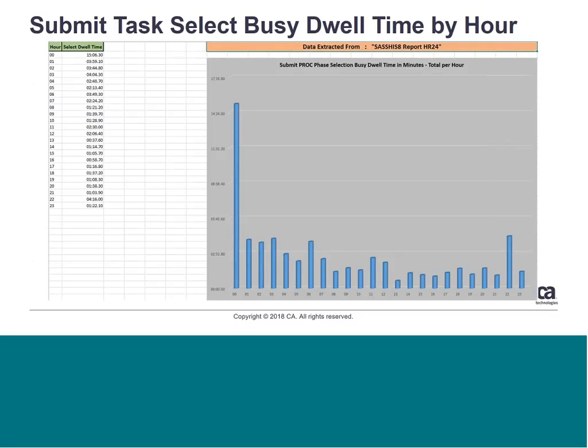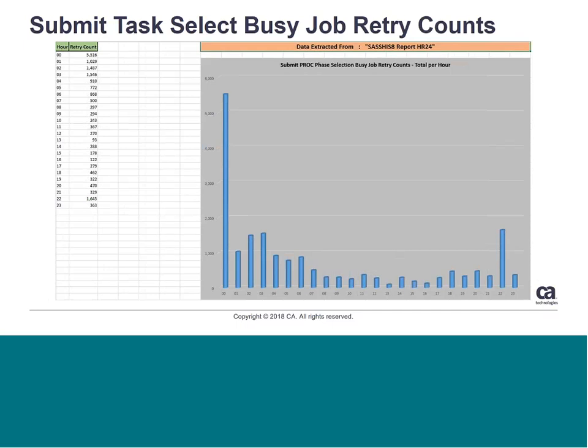And in this particular example, submit task busy dwell time on an hour-by-hour basis shows a huge amount of select dwell time at midnight to 1 a.m. compared to the other hours of the day. So again, this is something that you may want to look at in a bit more detail.